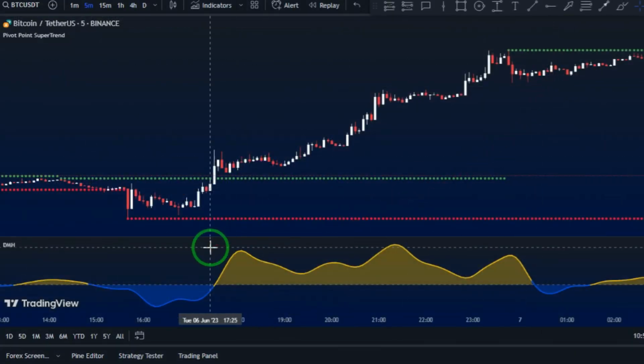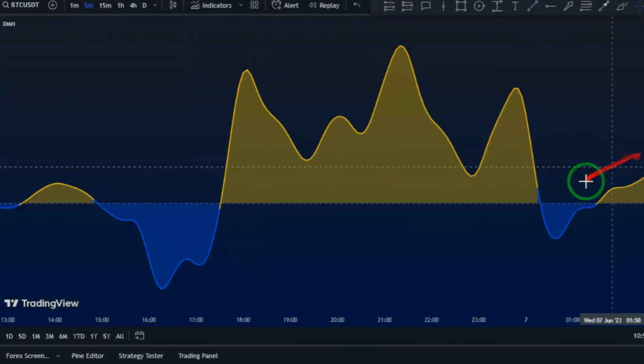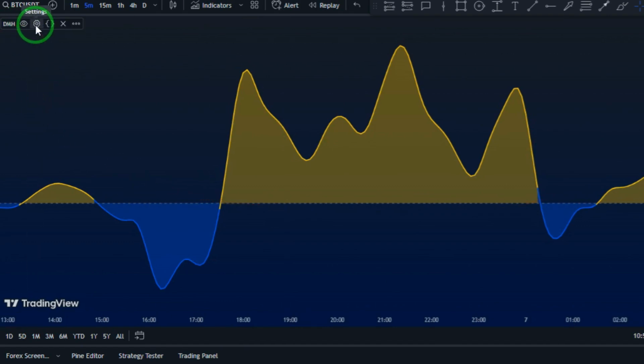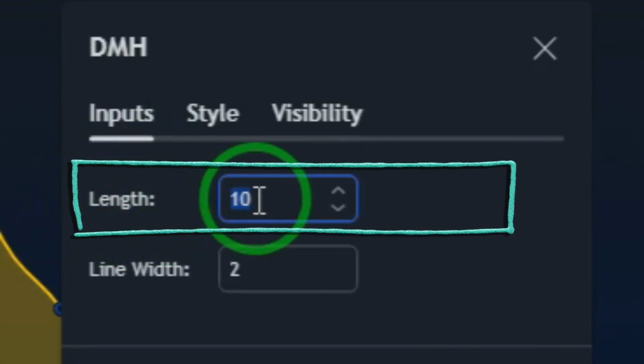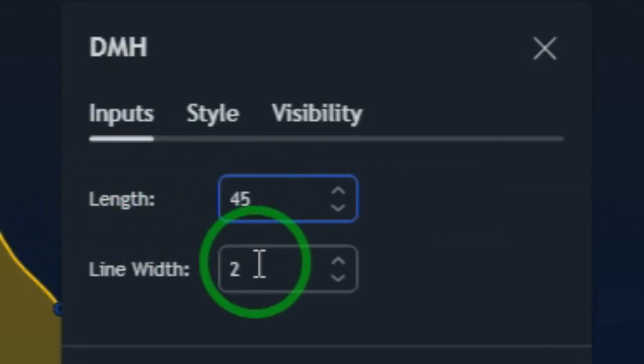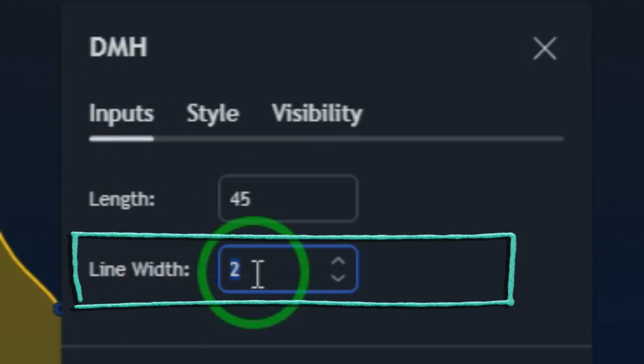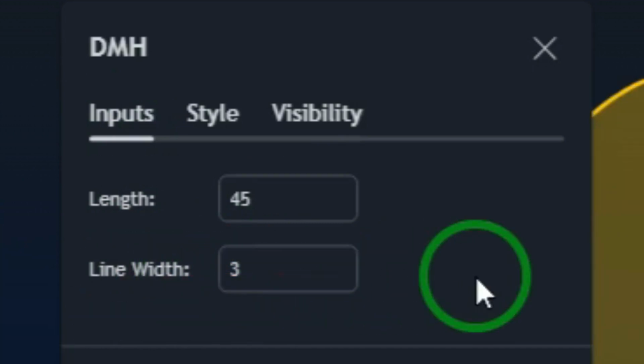After adding the indicator, head over to its settings and change the length value to 45. Then also adjust the line width to 3. By increasing the length of the moving average, I make the indicator less sensitive and more suited for long-term trends. And also widening the lines helps make the signals cleaner and easier to see on the chart.